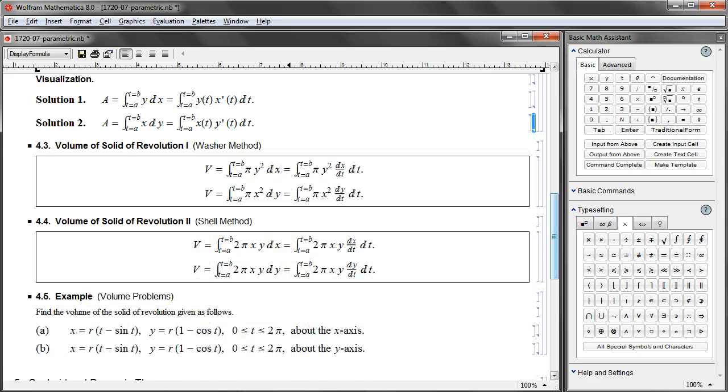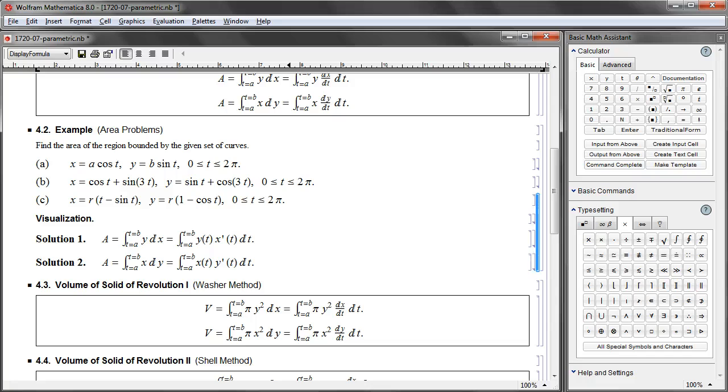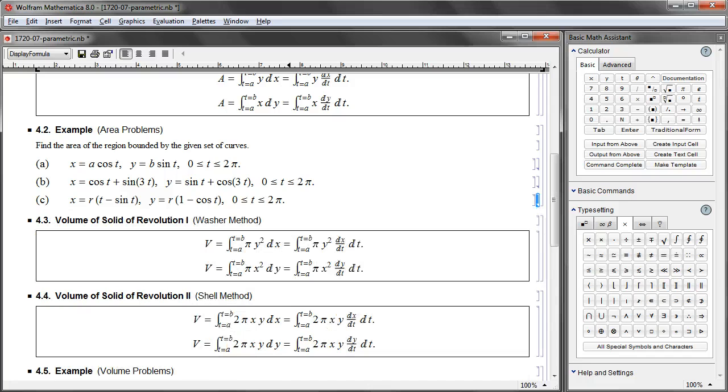Let's do a volume problem this time. What is the volume formula? Washer method, pi y squared dx, the same formula we had been using all the time, but dx is the same as dx/dt times dt. That's coming from the chain rule, of course. Same thing goes for y. And how about the shell method? 2 pi x y dx, and then this dx will be replaced by dx/dt times dt. So both ways it works great.